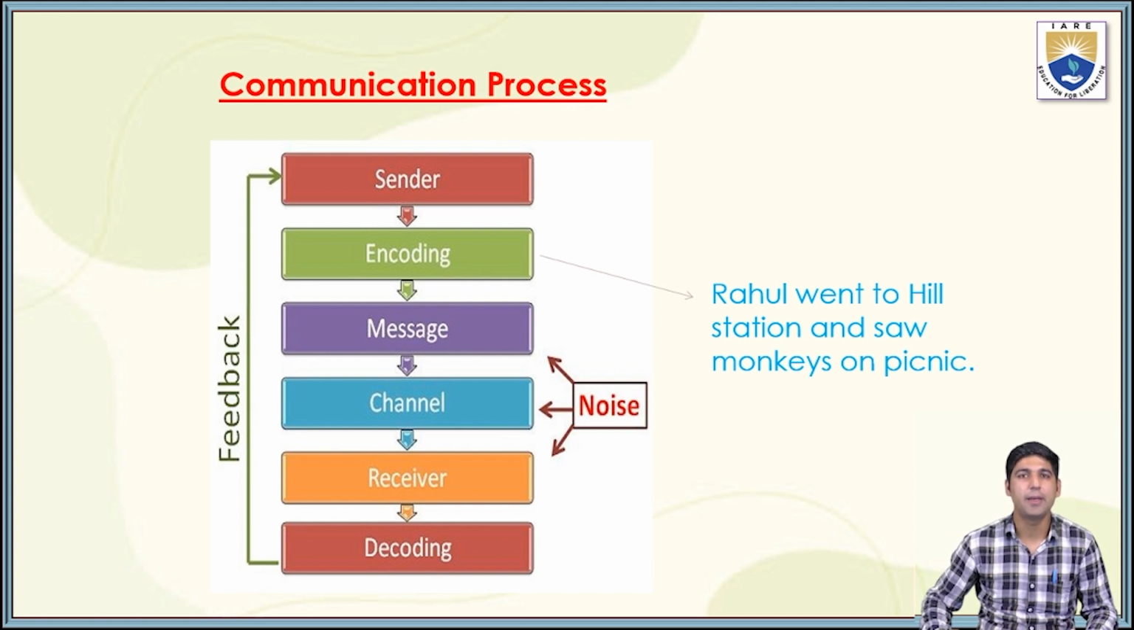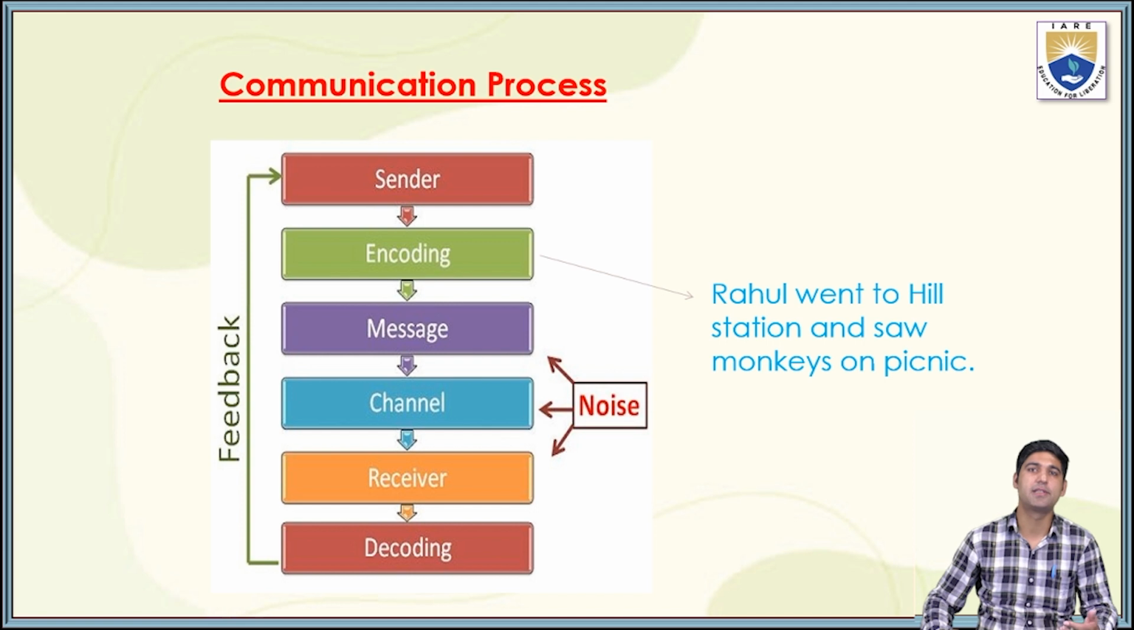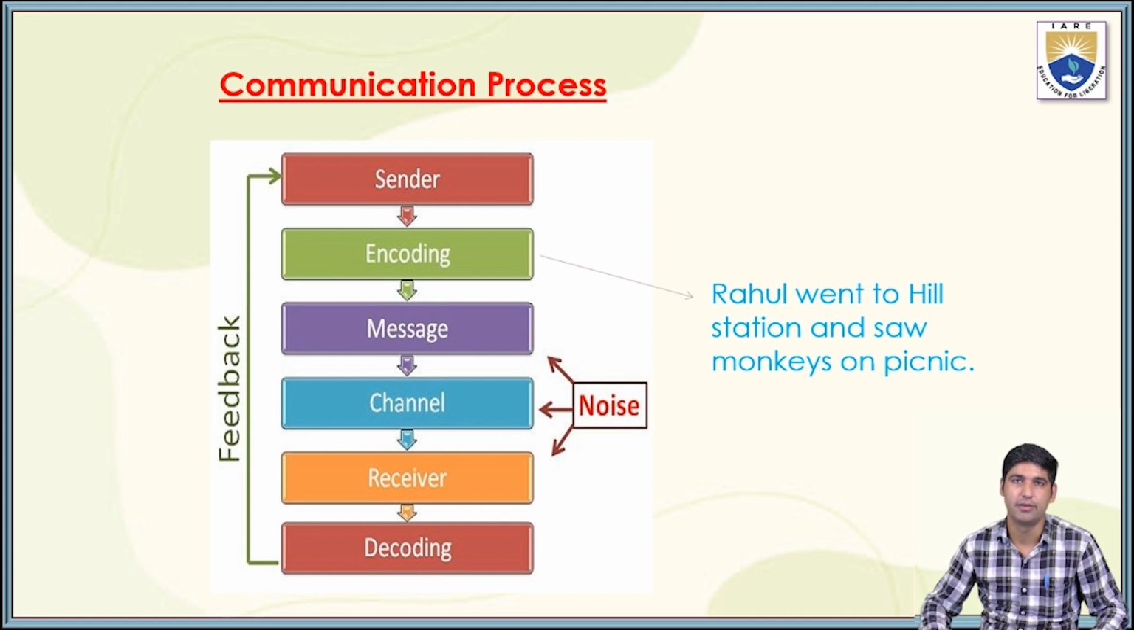So we can say in the communication process, the first component, the first element which we need is a sender, a person who initiates communication, who starts communication, a person who wants to speak something. So that is sender. We can call it source as well. Then there is the second element, that is encoding. Now, what's encoding? Encoding means to encode a message.